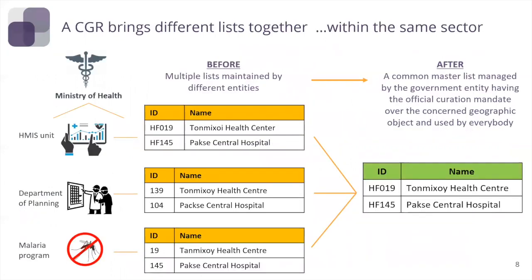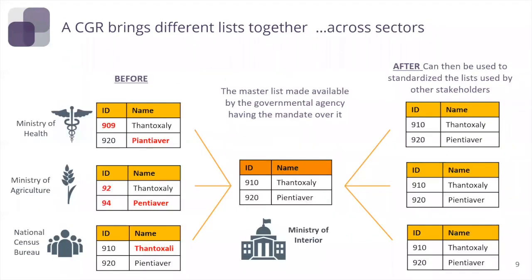The CGR is also about processes. Among these processes, the first one is the possibility to bring different unofficial lists into a common master list that will serve as the source of truth. This can be done within a given sector, like it is presented here for the Ministry of Health, where different units will be using different lists and coding systems for health facilities, or across multiple sectors for geographic objects in common to all of them.